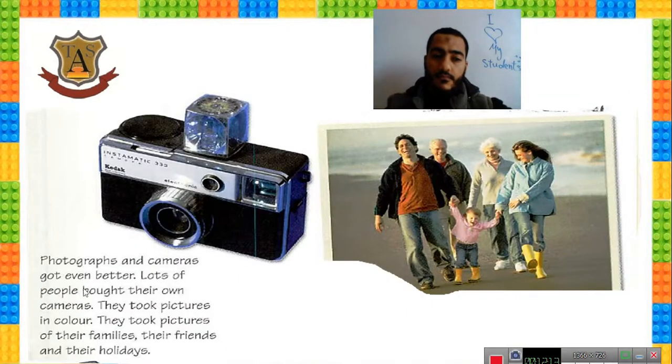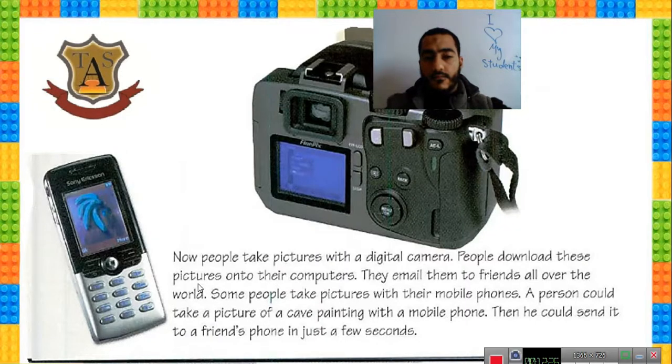Photographs and cameras got even better. Lots of people bought their own cameras. They took pictures in color. They took pictures of their families, their friends, and their holidays. Now people take pictures with a digital camera. People download these pictures onto their computers. They email them to friends all over the world. Some people take pictures with their mobile phones. A person could take a picture of a cave painting with a mobile phone. Then he could send it to a friend's phone in just a few seconds.